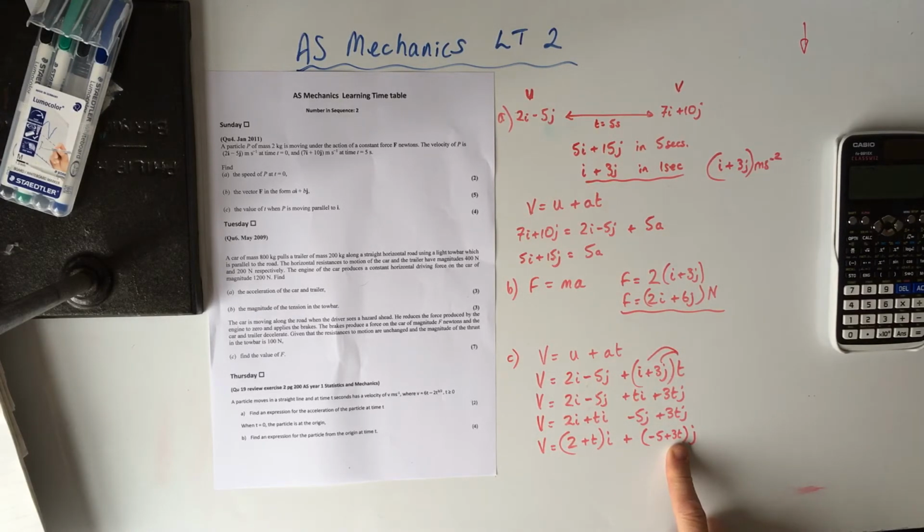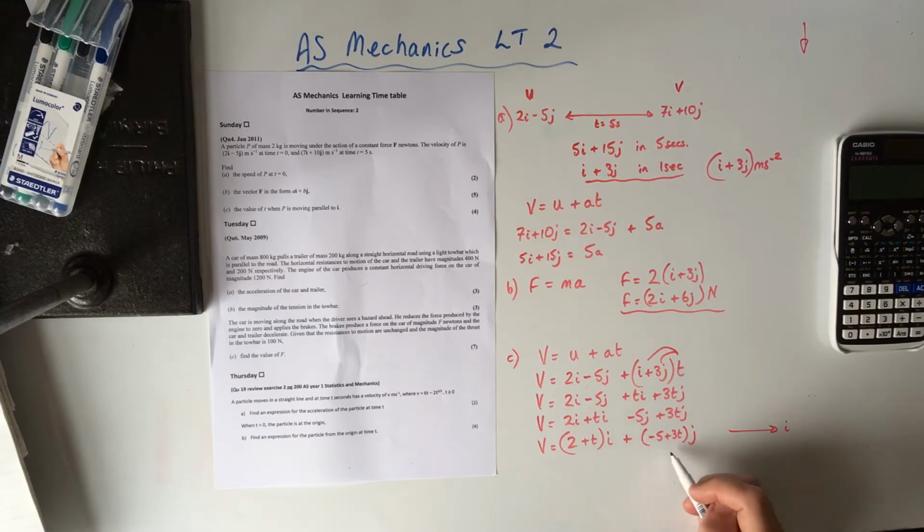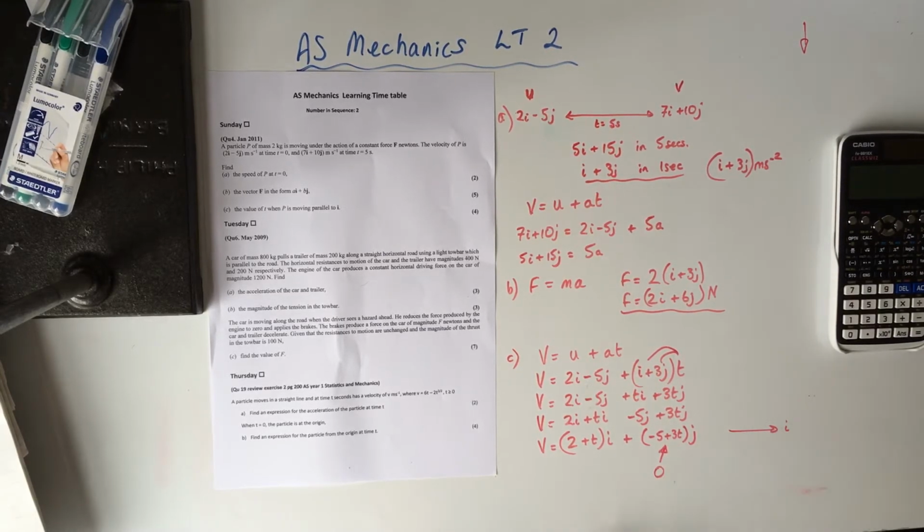And of course, that P is moving parallel to i. If it's moving parallel to i, there's the i-axis, then of course it's along i, and there's no j. In other words, it's the time when the j value is 0. So in other words, it's when minus 5 plus 3t must be equal to 0. So solving that, you can see that we get t is equal to 5/3 seconds.